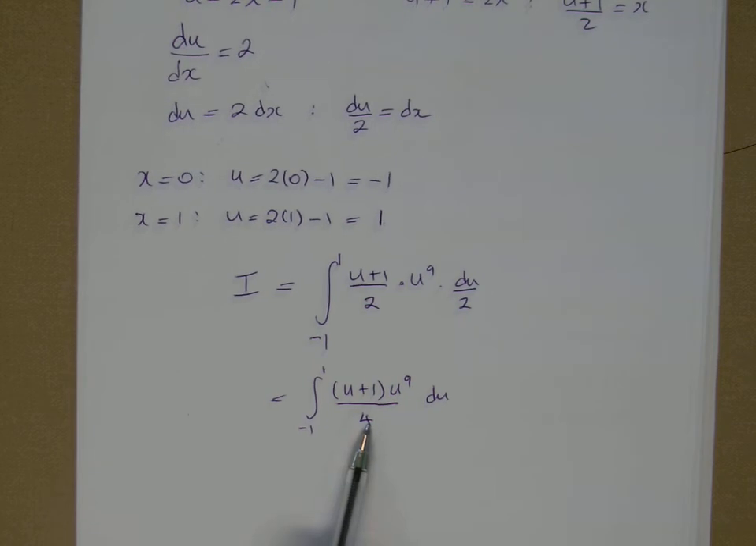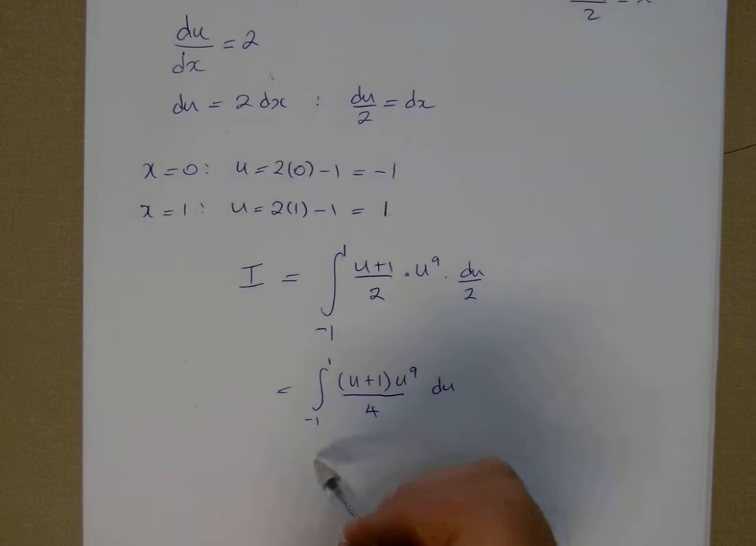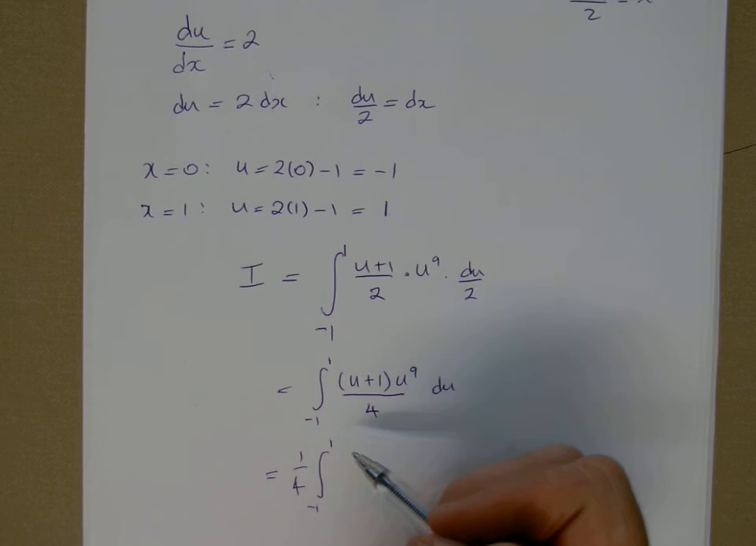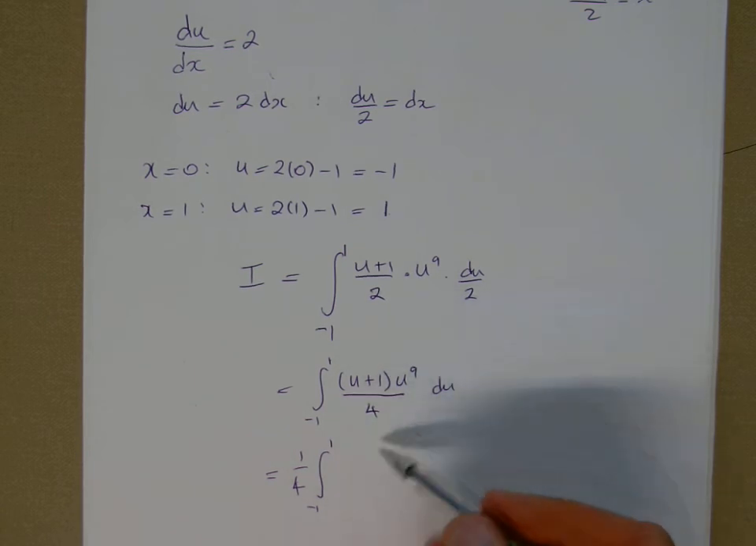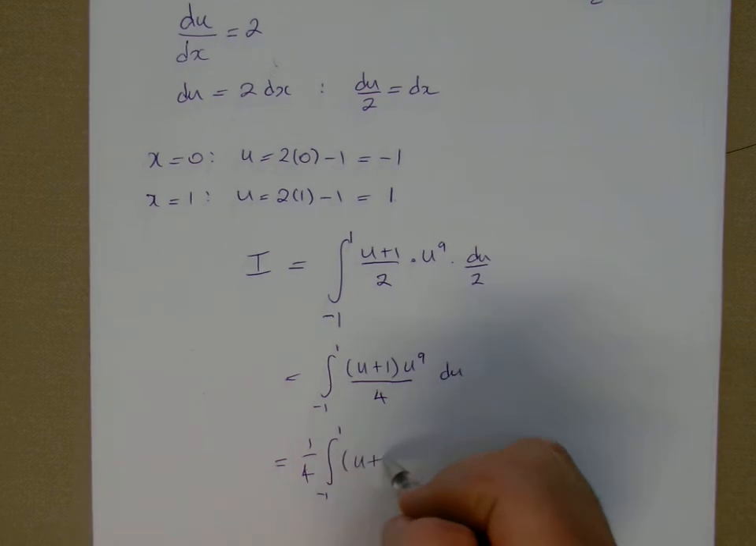Now, there's a couple of things that I can do. Because I'm dividing by 4, that's the same as timesing by a quarter. So I could take out a quarter of this integral. It's a constant, it doesn't need to be in the integral. So dividing by 4 is the same as timesing by a quarter. Let's take it out, and I'm left then with just this in there.